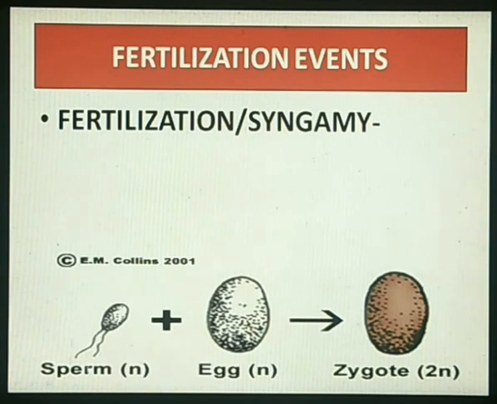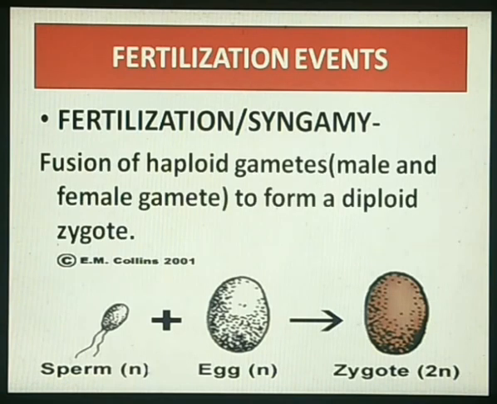So we know that syngamy means the union of male as well as female gamete, which will develop into a zygote, right? Here both male as well as female gametes are haploid, which will give rise to a diploid zygote, and this zygote is single celled. So we call this syngamy as fertilization. That means fertilization involves all the processes that are required for syngamy.